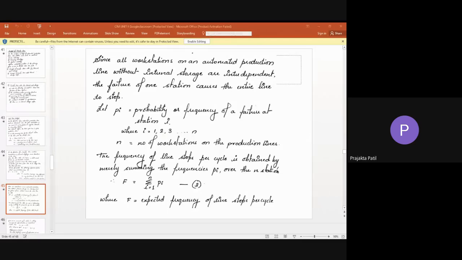Since all the workstations on an automated production line without internal storage are interdependent, the failure of one station can cause the entire line to stop. So this is our concern here. When we talk about an automated production line, where all the workstations and all the transfer systems are integrated, they are dependent on each other. So even if one workstation or one transfer system fails, the entire line is going to be stopped.